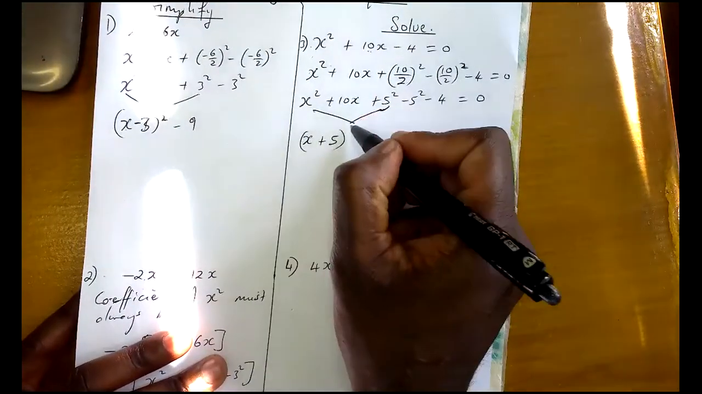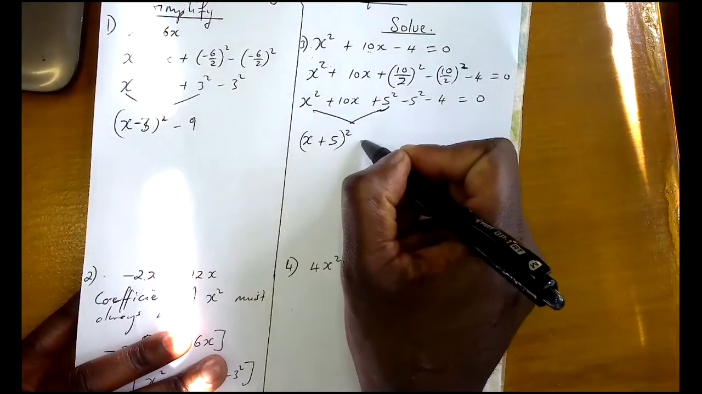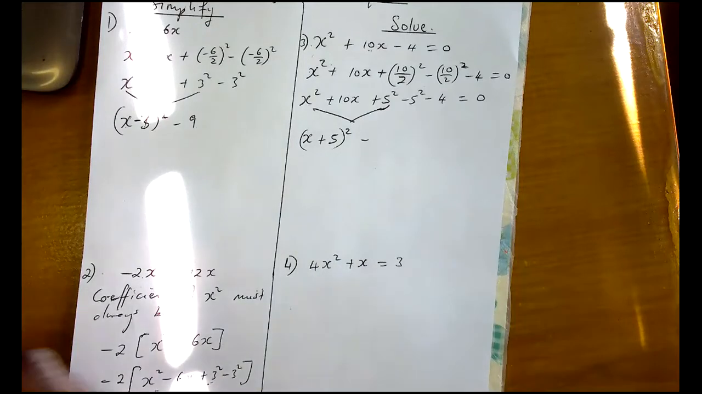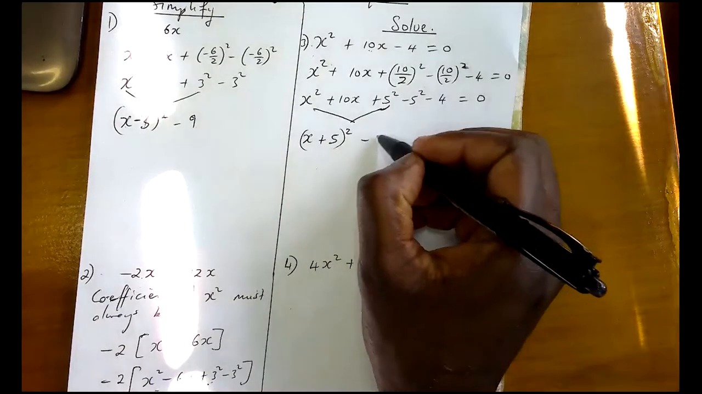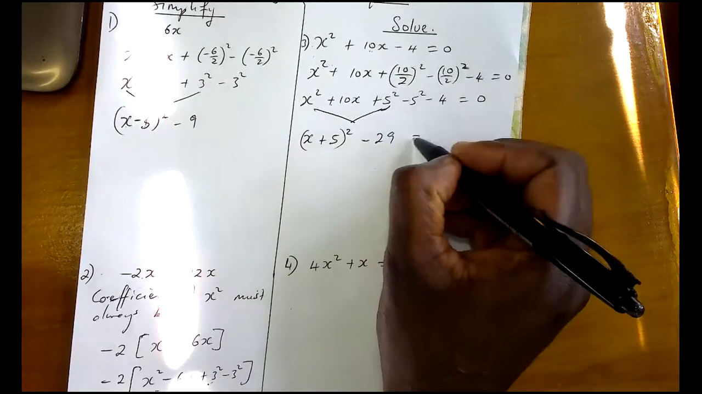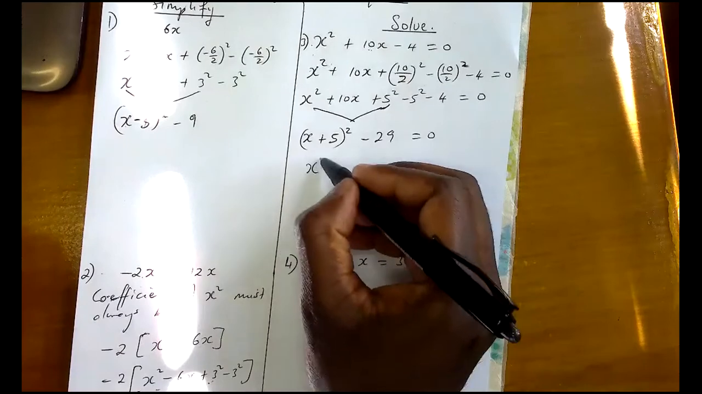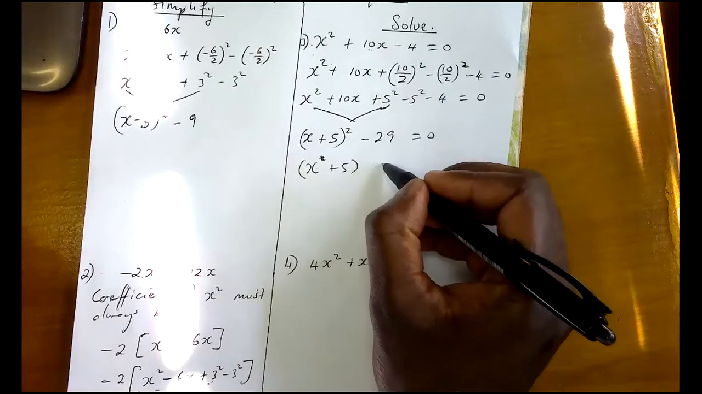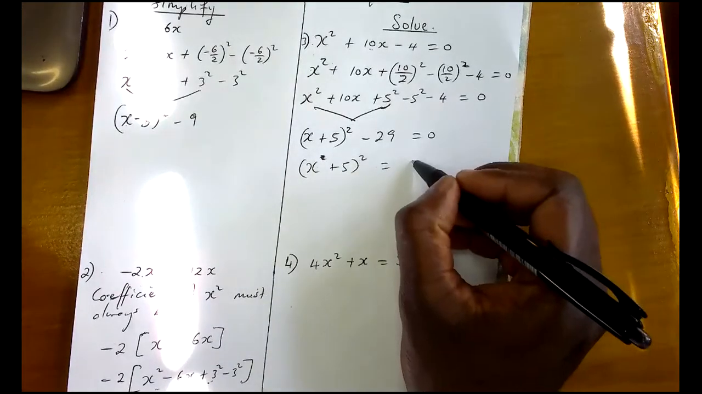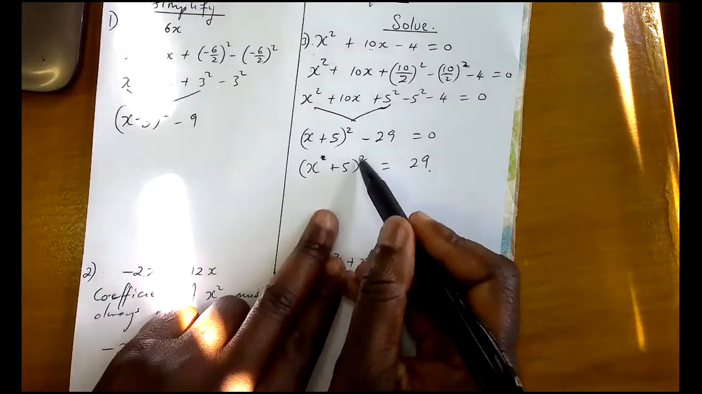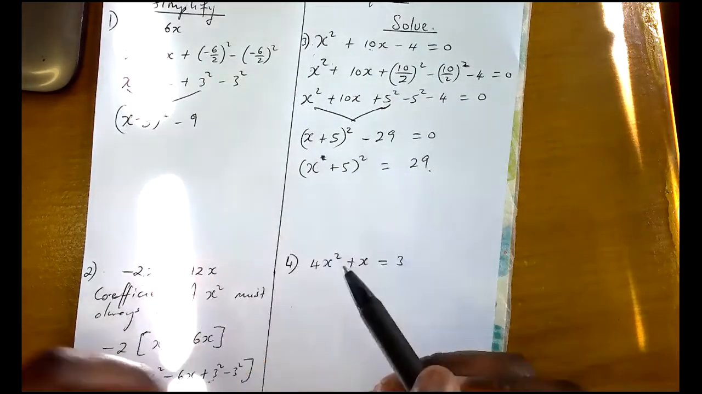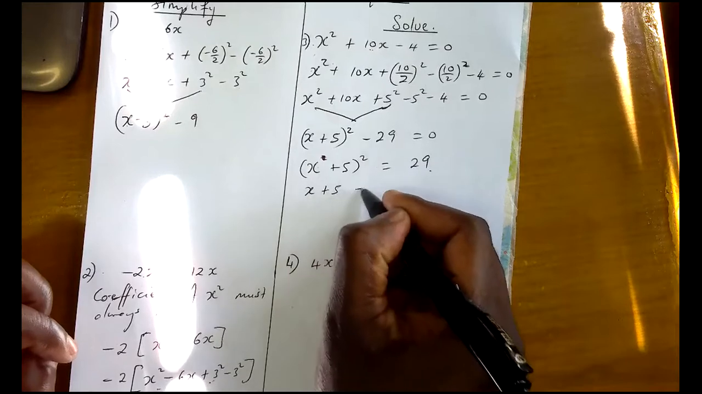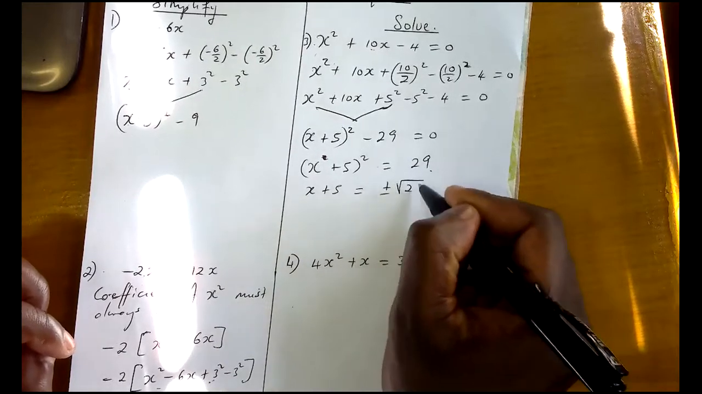Squared minus 5 squared plus 4. What do we get? It's going to be negative 25 plus 4, that is negative 29. It's going to give us 0 there. Then it's going to be x plus 5 squared is equal to 29. Now, how do you remove the square? We root both sides. We find the square root of both sides. So it's going to be x plus 5 is equal to plus or minus square root of 29.